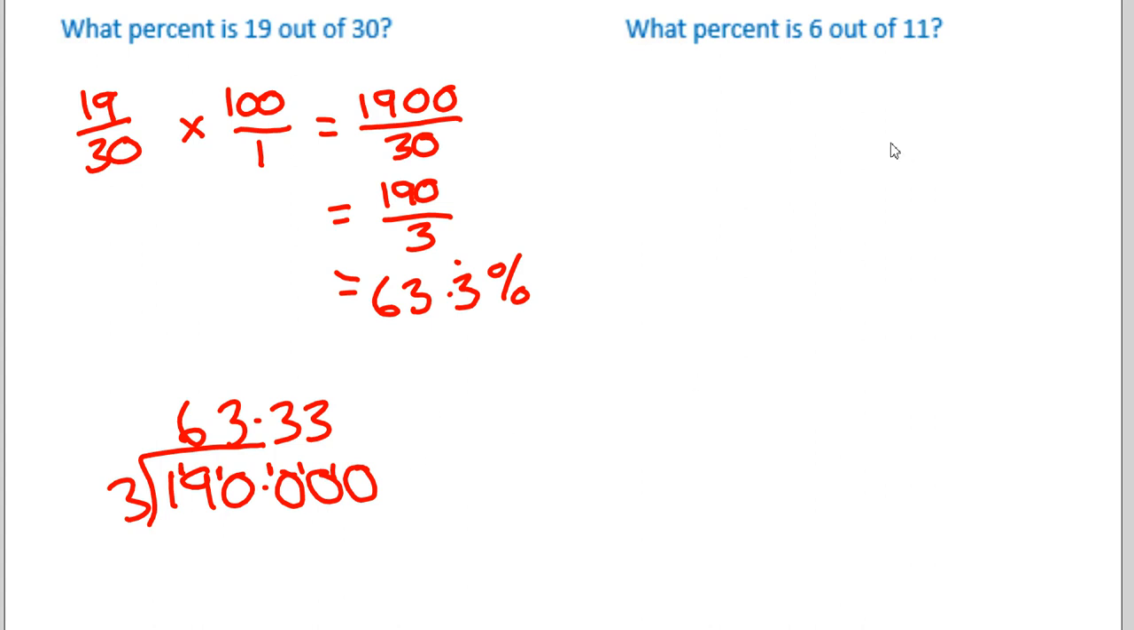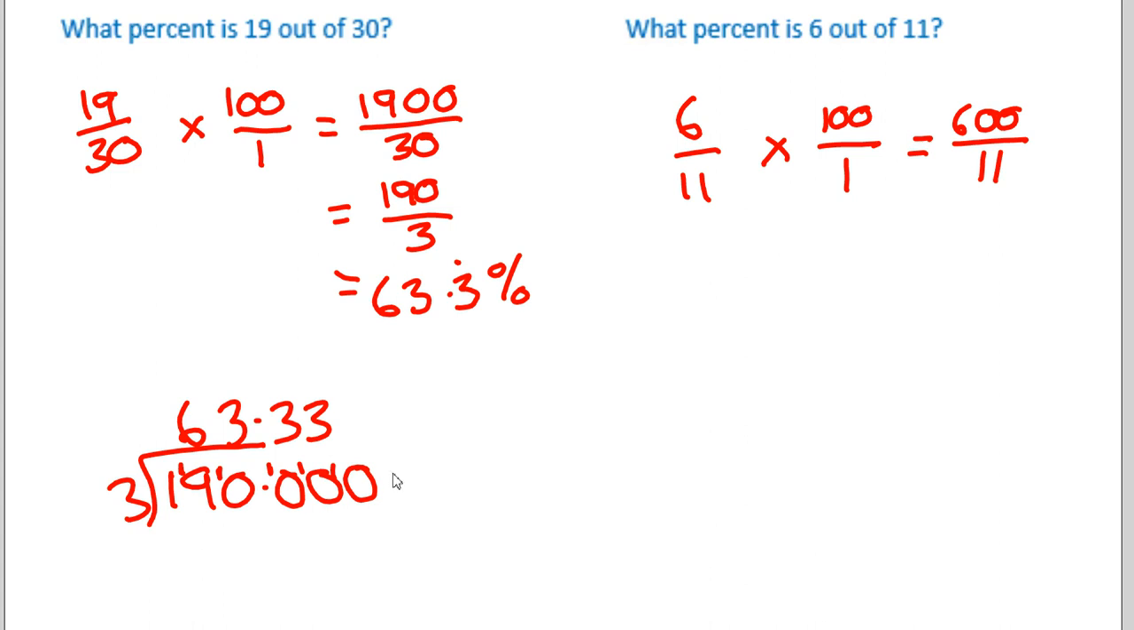Next one, what percent is 6 out of 11? 6 out of 11 times by 100 over 1. Can't really do any cancelling down. 600, can't cancel vertically or diagonally. So 6 times 100 and 11 times 1. We know 11 might go into 600 a fair few times. So you might want to do this one with calculator. Or you could do the division, 600 divided by 11, and you should hopefully get 54.5455 and so on.